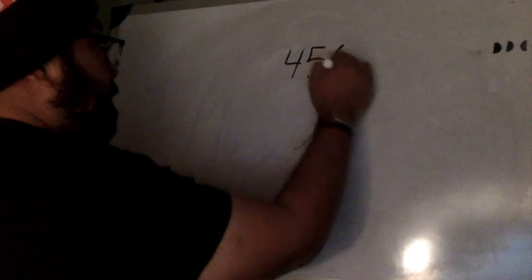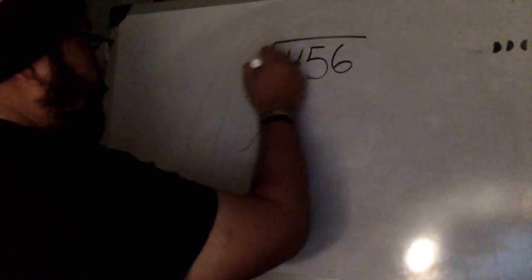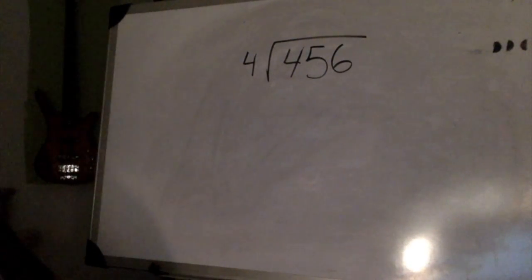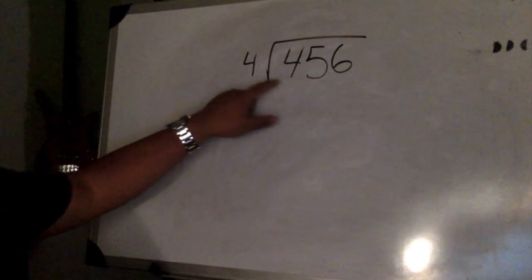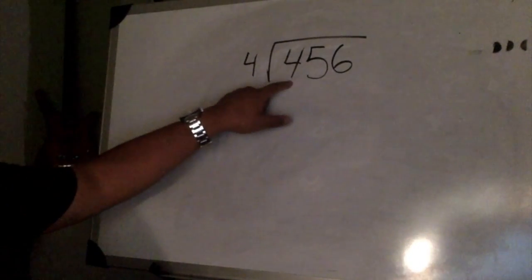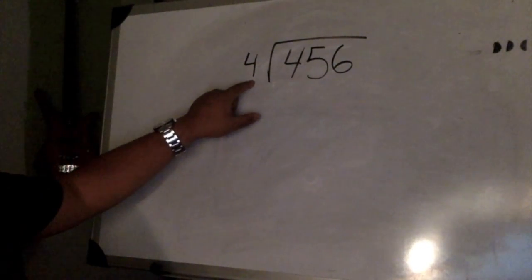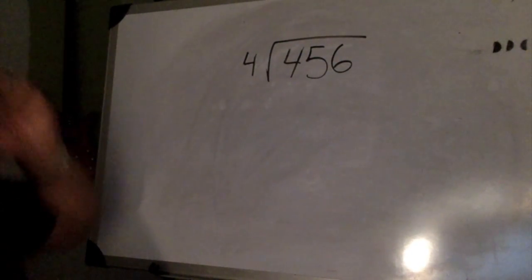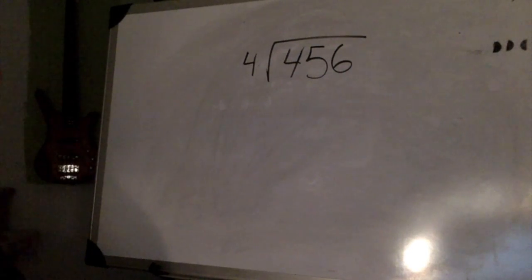456 divided by 4. Once again, pay attention. 4 goes into 4, we know that. But does 4 go into 45? It might. Take a look on your multiplication sheet, and we can go over them together.